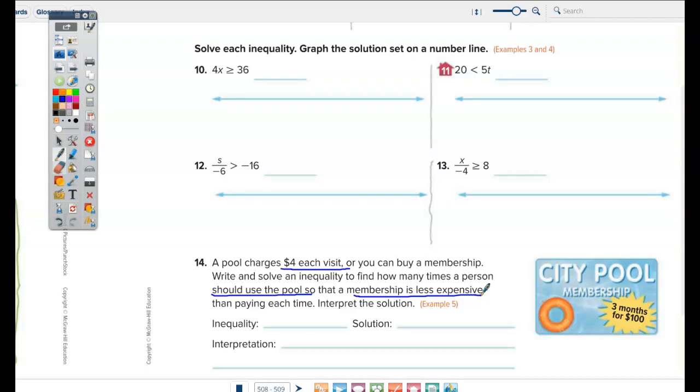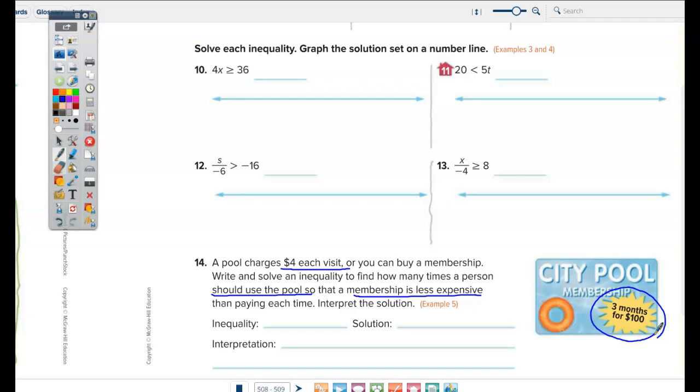So if you look over here at the card, you can go to the pool for 3 months and pay $100. So each time you go to the pool in that 3 months time, you don't have to pay, you can just go in because you've already paid your dues. Or you could do the option where every time you went to the pool, you just paid them $4. That's the difference between the two.